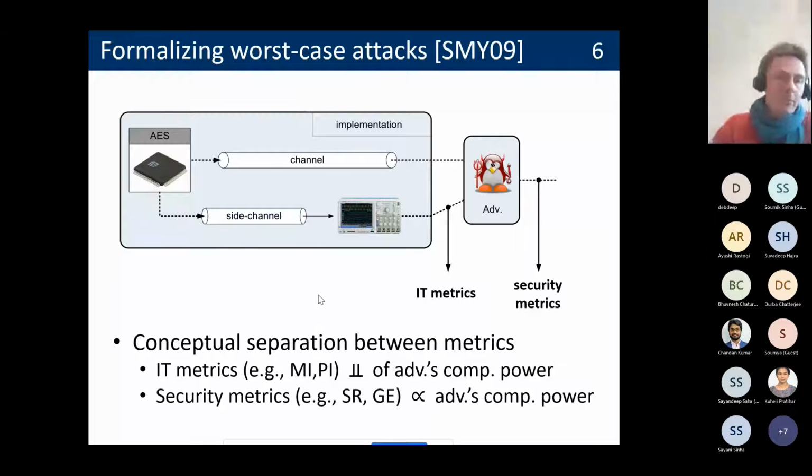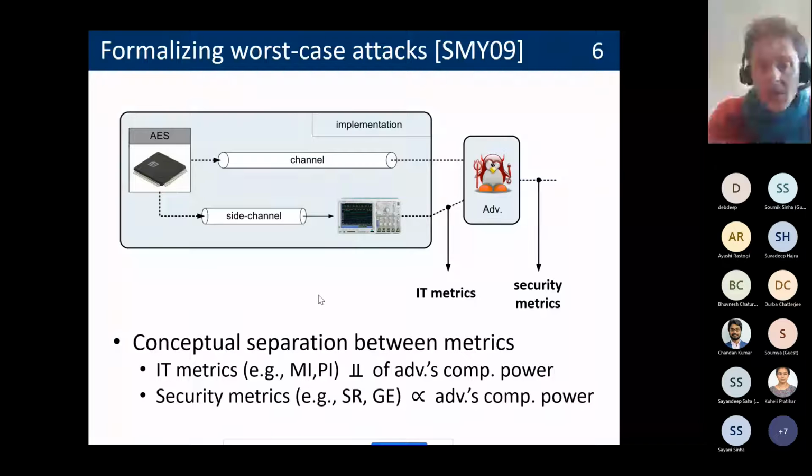And probably the most important part that we have in this paper is this idea of having a conceptual separation between two types of metrics. On the left, you have IT metrics, standing for information theoretic metrics, like the mutual information or the perceived information. On the right, you have security metrics. And essentially, the idea is that information theoretic metrics, they are independent of the adversary's computational power. So they really aim to measure the amount of information that you have in the leakage. The security metrics, like the success rate or the guessing entropy, they depend on the adversary's computational power, and they rather aim to evaluate what the adversary can do with this information.